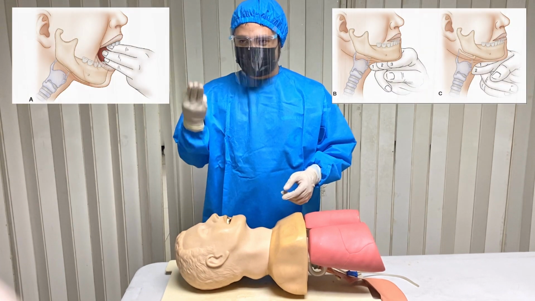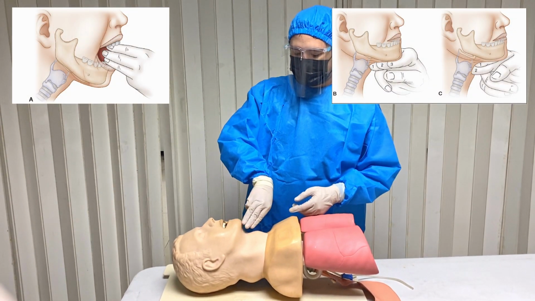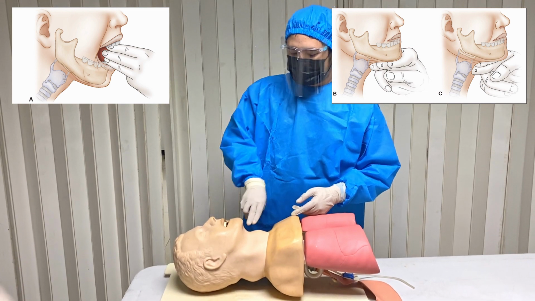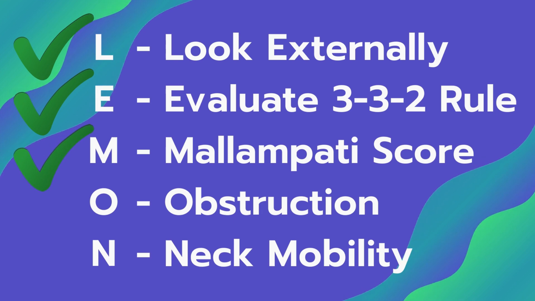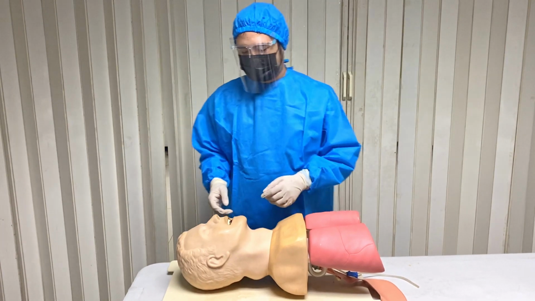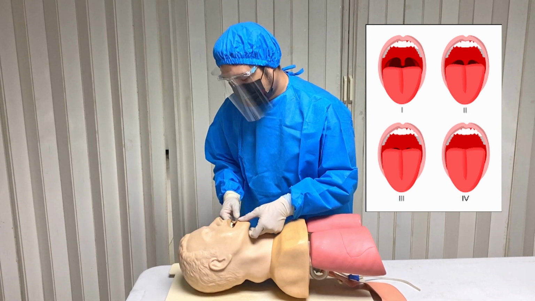It is easily remembered as 3 fingers in the mouth, 3 fingers under the chin, and 2 fingers at the top of the neck. The ability to accommodate 3 fingers in the mouth indicates an adequate mouth opening. Check the Mallampati score. It is a classification scale used to predict the ability of a patient's mouth to accommodate both the laryngoscope and your ET tube.